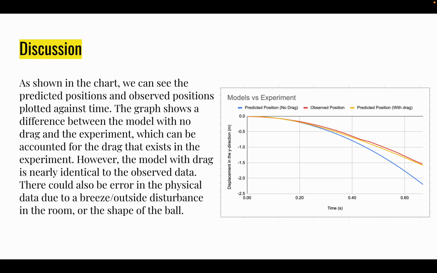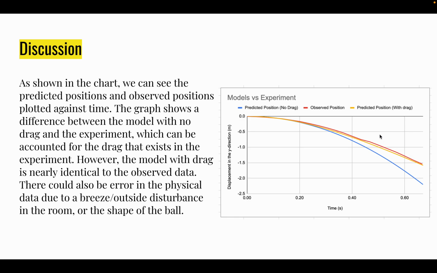Discussion. As shown in the chart, we can see the predicted positions and observed position plotted against time. So the predicted position with no drag is in blue, the predicted position with drag is in orange, and the observed position from the experiment is in red. The graph shows a difference between the model with no drag and the experiment, which can be accounted for by the drag that exists in the experiment. However, the model with drag is nearly identical to the observed data.